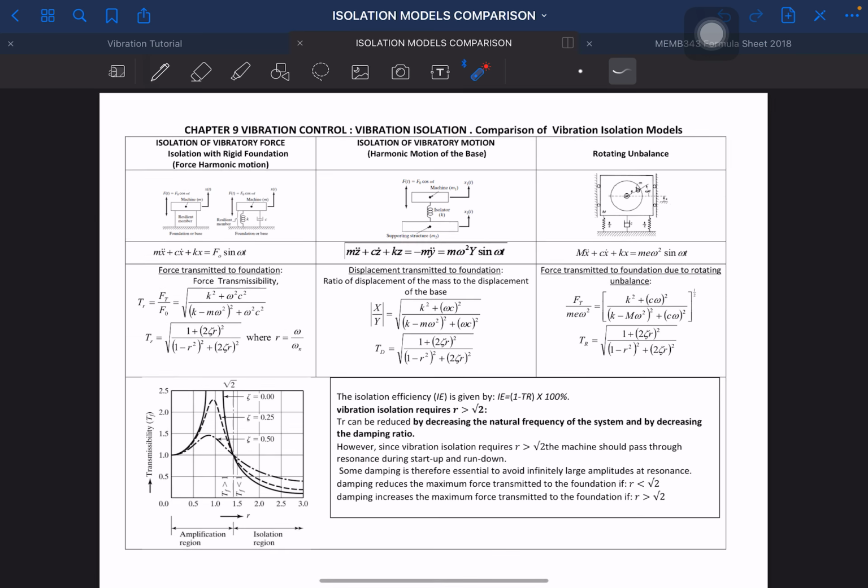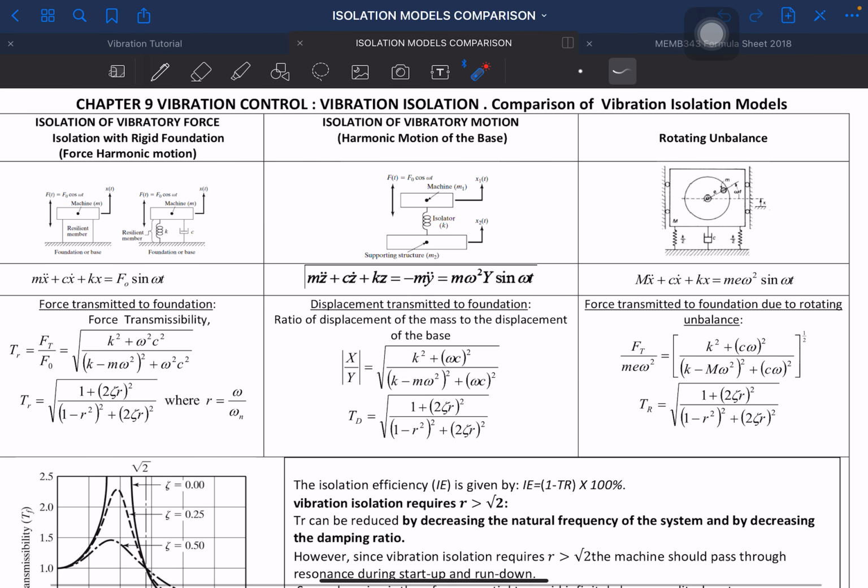The first type is the vibratory force, where the machine is moving and the base is rigid, fixed. It is not moving. Second is isolation of vibratory motion, where the base is having a motion now. Just now it was a rigid foundation, the base was fixed. As you can see, the formula is actually quite the same.